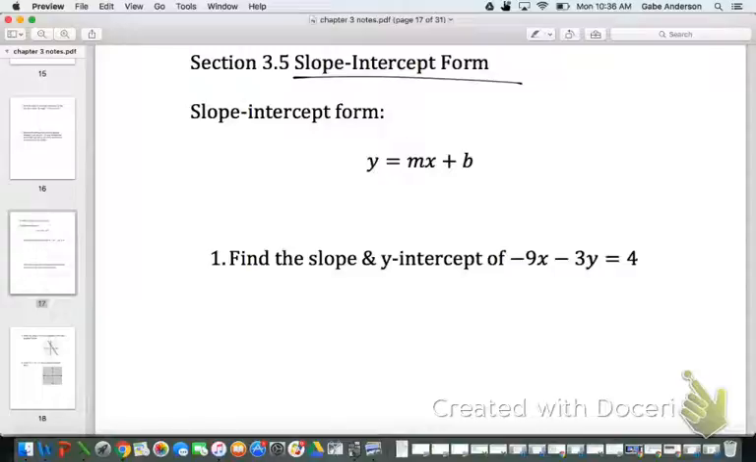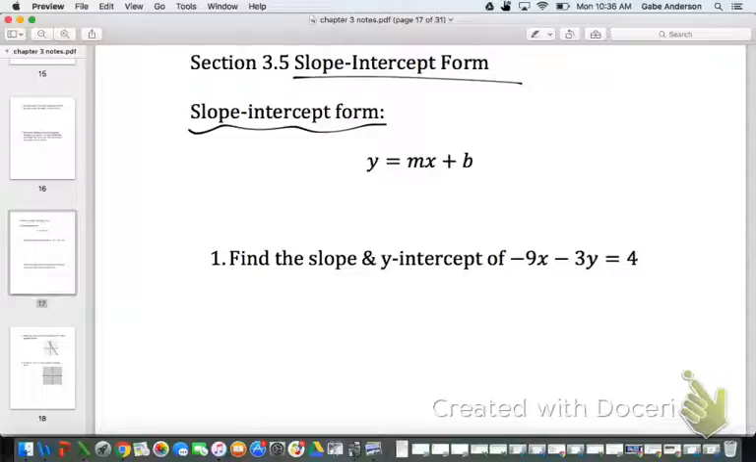Number one, what it is, and number two, what it tells us, right? So, what it is and what it tells us. So, first of all, slope-intercept form is this right here, y equals mx plus b. Let's note a couple things about this.